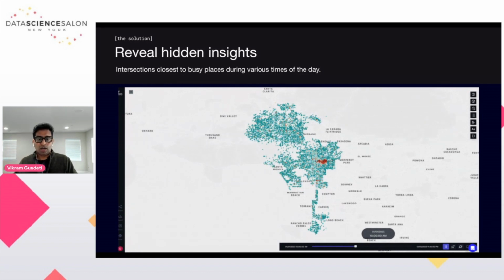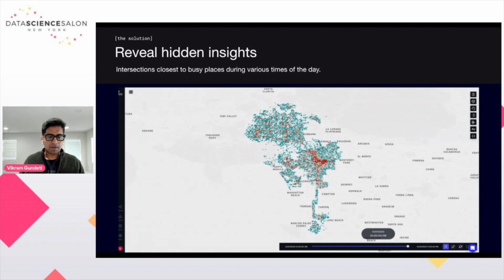And now the color is algorithmically generated. So we indexed all the intersections to hex cells. So this is using our hex style technology. And now you have a view of all these intersections which are busy at different times of the day. Now you can imagine how this could be useful, right?